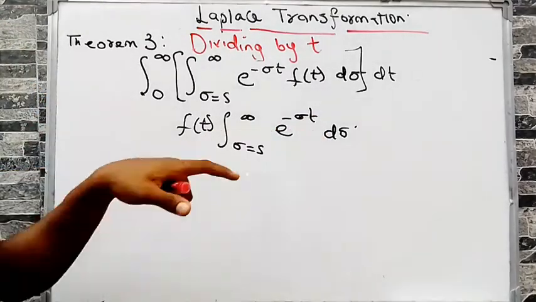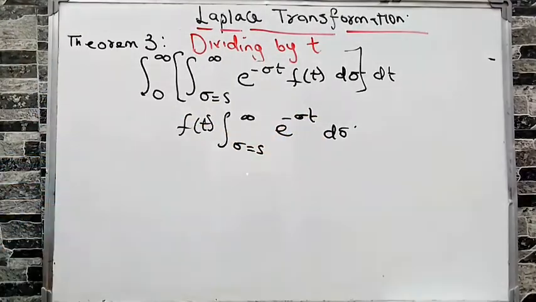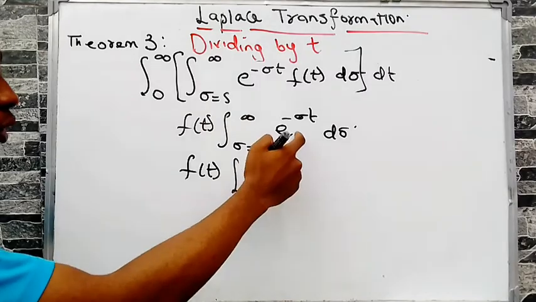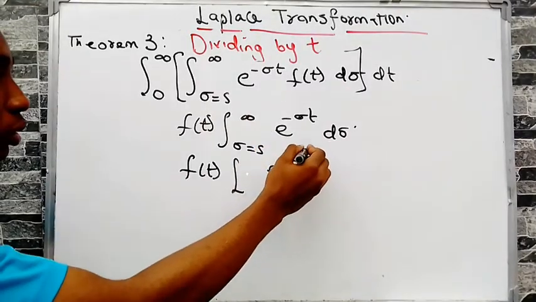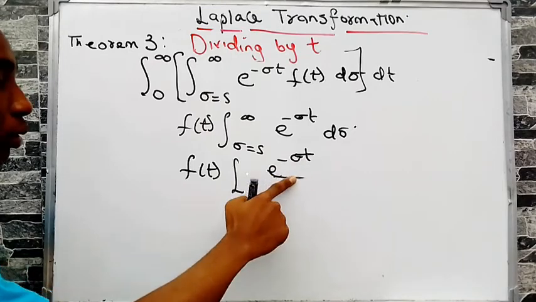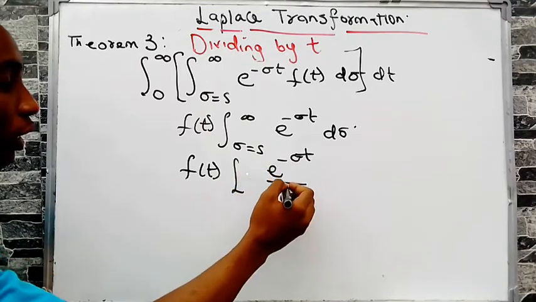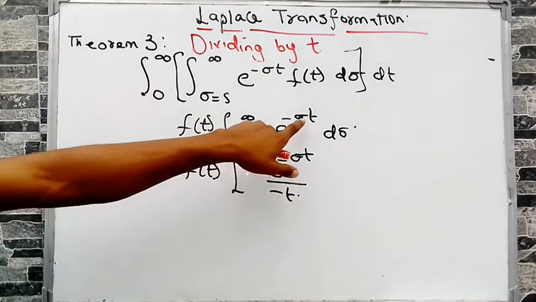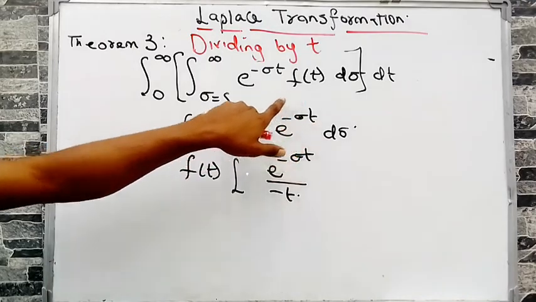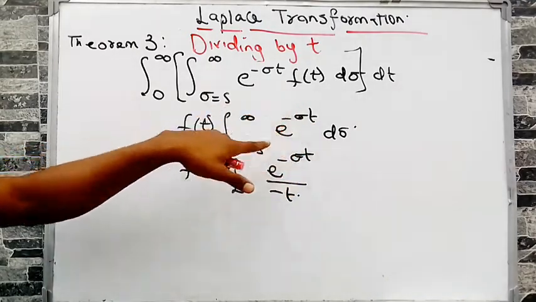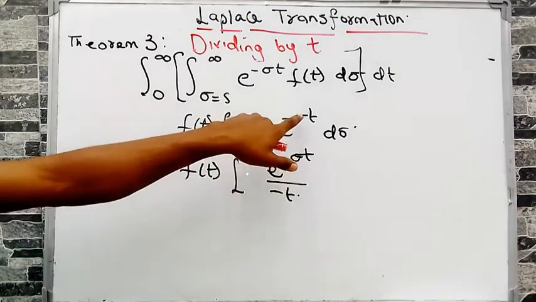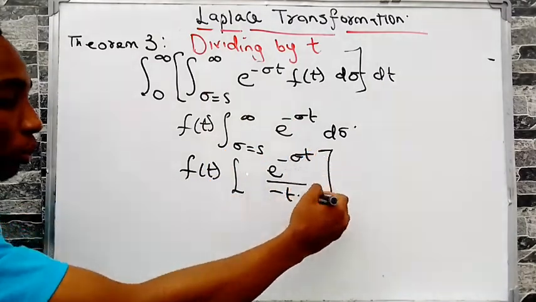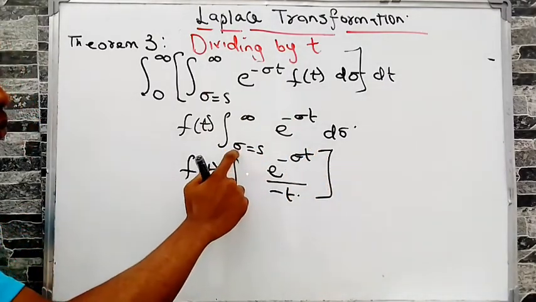So integrating exponential minus this variable times t, we'll have the function of t times open bracket exponential minus this variable times t, divided by minus t, right? Because I'm integrating exponential minus this variable times t. Remember, integrating an exponential is going to be divided by the coefficient of that variable. So divided by minus t. This is what we'll be having. Then don't forget our limit from this variable to infinity, right?